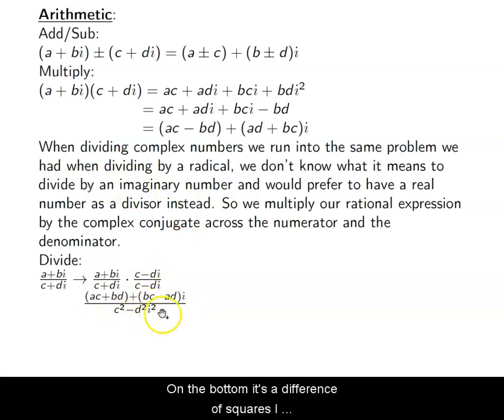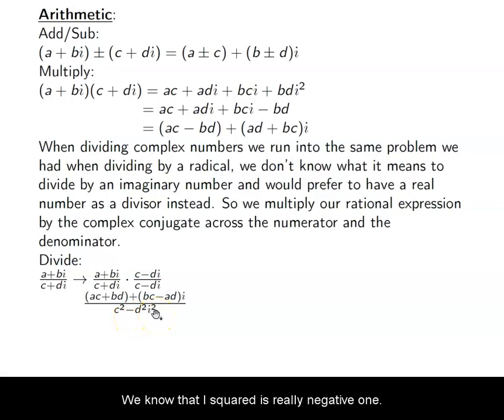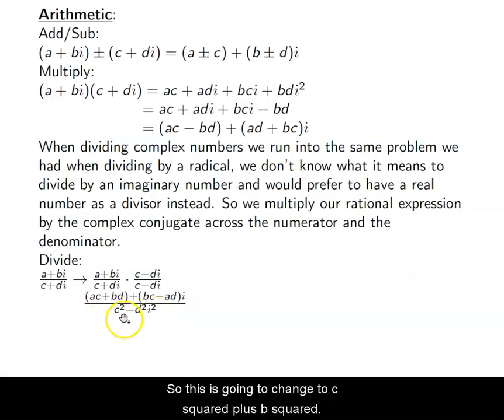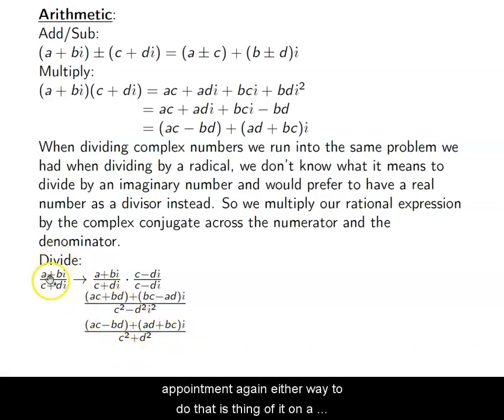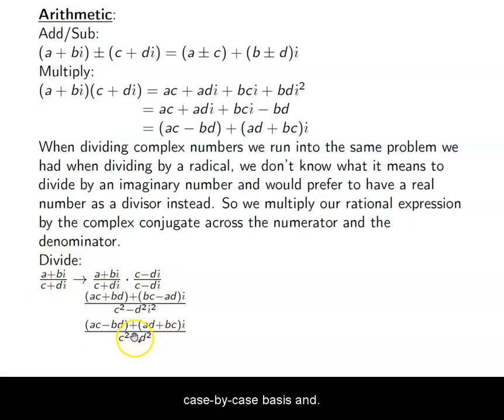On the bottom is the difference of squares. I haven't done anything. I just took the C and I squared it. I took the DI and I squared it. So D squared, I squared. And it's a difference of squares, so there's a negative here. We know that I squared is really -1. So this is going to change to C squared plus D squared. Okay, that's really all I have to do from here. Okay, this formula works every time I want to divide, so you can plug it in as a formula. Again, the easier way to do that is think of it on a case-by-case basis and think of it conceptually.